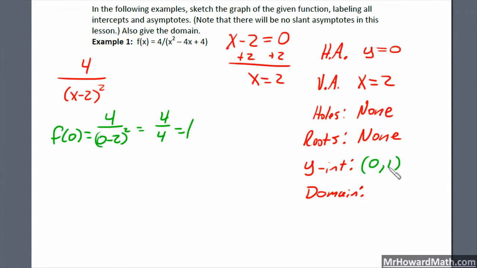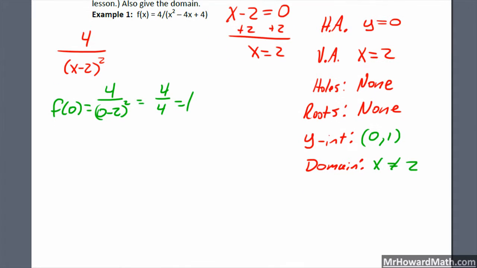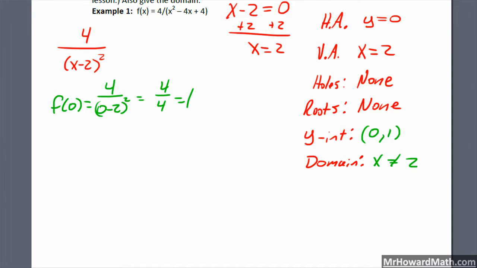And the domain is x cannot equal anything where we have a vertical asymptote or hole, so that would just be x cannot equal 2. That's it for that domain. So we have all the information we need to make a rough sketch. If there is anything that is unclear, we will do what is called sign analysis to figure that out.